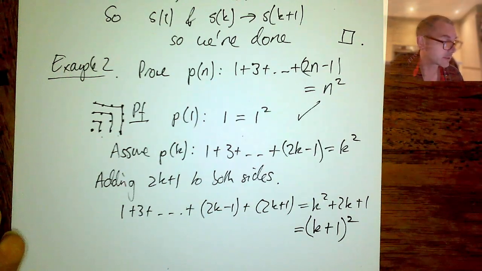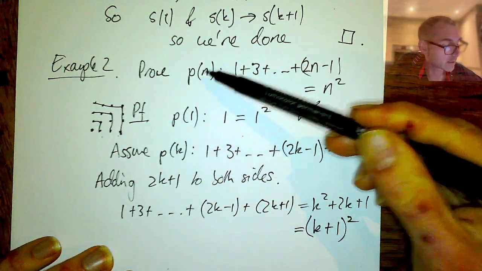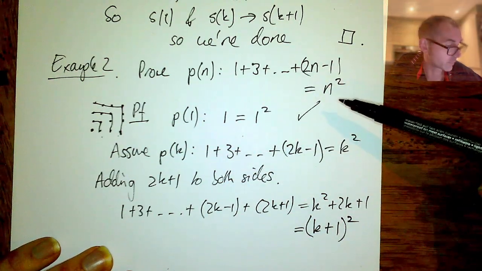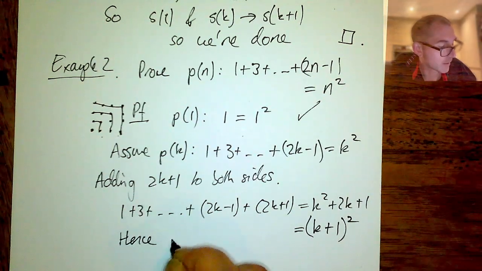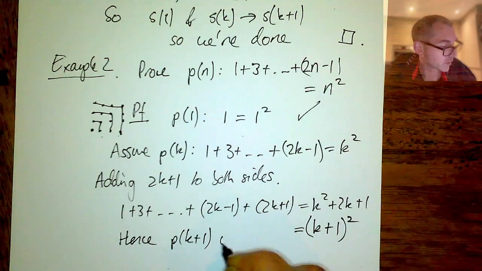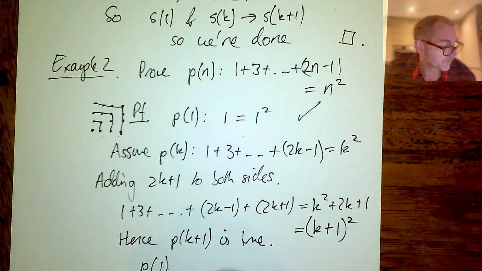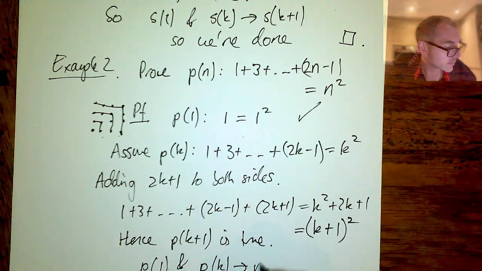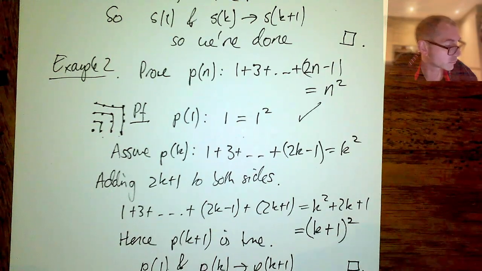But I've now just written down exactly what I wanted to. I wanted to write down the statement that the sum of the first k plus 1 odd numbers is equal to (k plus 1) all squared. And that's what I've done. So hence P of k plus 1 is true. And then we can just conclude by saying P of 1 and P of k implies P of k plus 1. These are both true, and hence the statement is true by induction.